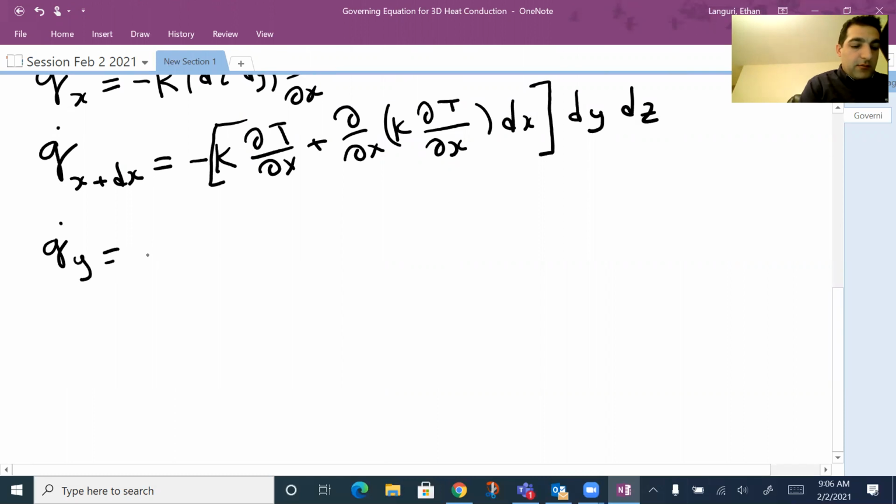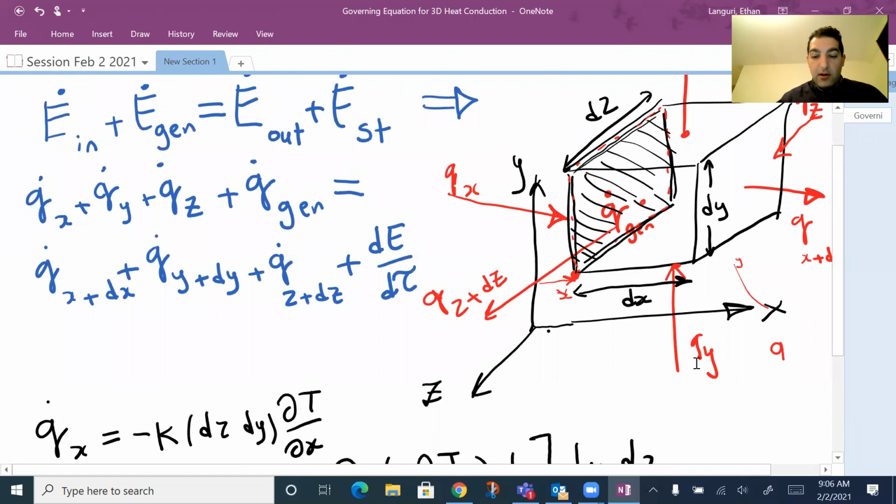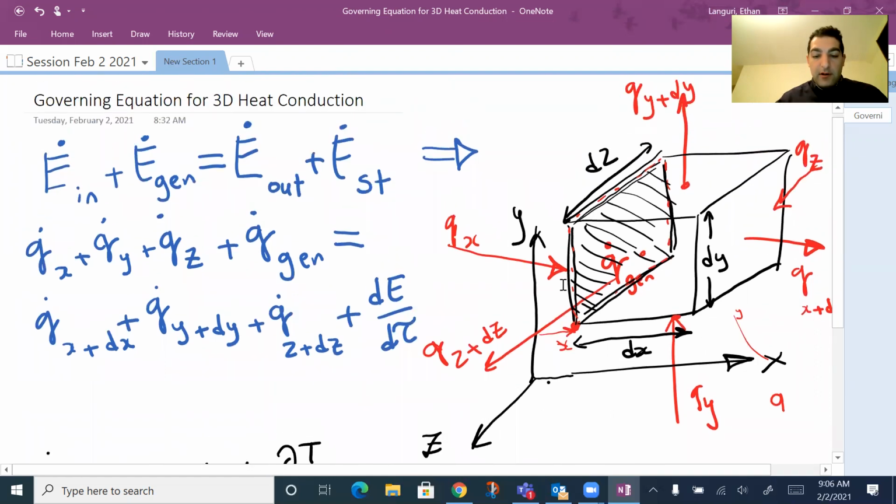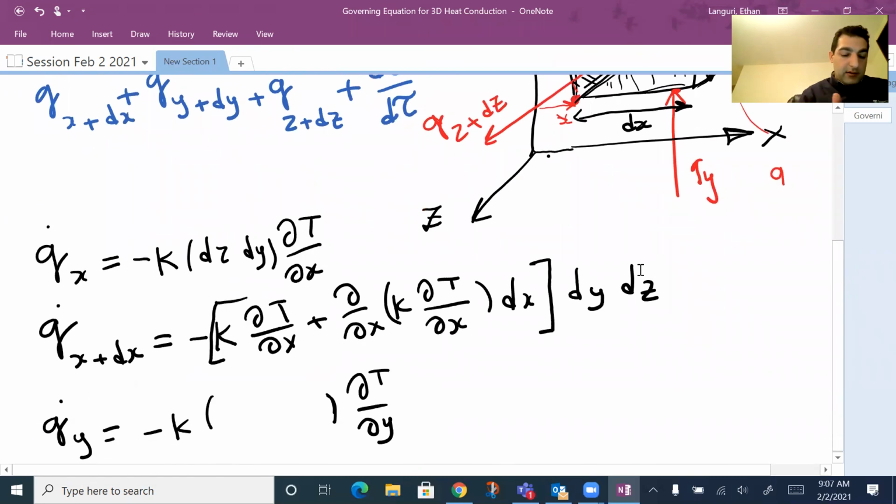Simply Fourier's law, which is minus k times the area, which I'm going to skip for now and leave blank, times the variation of temperature along y. What is the area that q dot y is crossing? This is q dot y, going out of the control volume along the y direction. The area that q dot y is crosses is this. And what is this area? Simply dx times dz. dx times dz gives me the full area that q dot y is crossing.